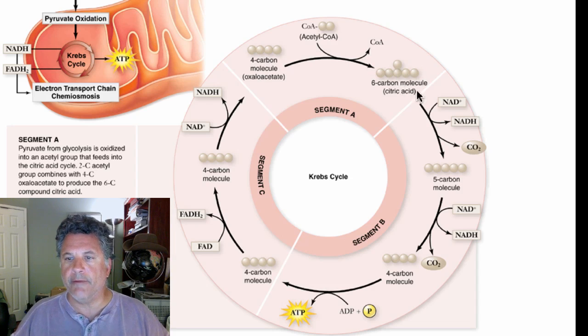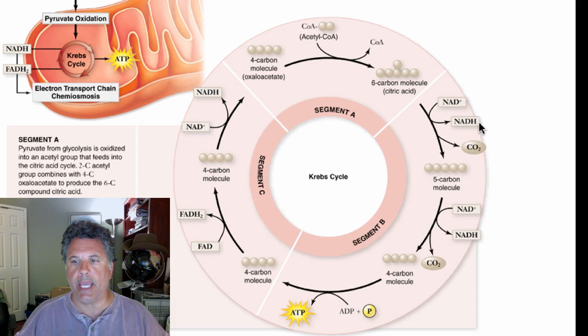And now we have oxidation of this 6-carbon molecule in the next step with concomitant reduction of NAD plus to NADH. NAD plus acquires 2 electrons and a proton, a hydrogen ion, to form NADH. CO2 is released in the next step, and that carbon from CO2 comes from one of the carbons of citric acid, and we now have a 5-carbon molecule. So we've oxidized the 6-carbon molecule to a 5-carbon molecule and reduced NAD plus to NADH, releasing 1 CO2.